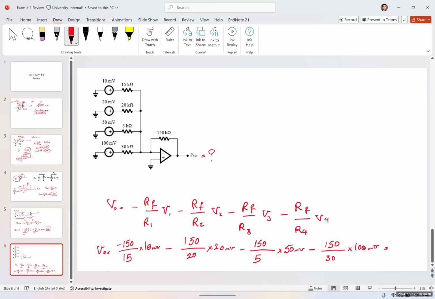And what was the total? Negative 2.25 volts, yes. Okay. Did you all get the same answer? Perfect.